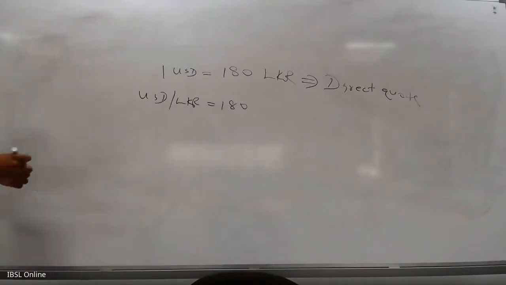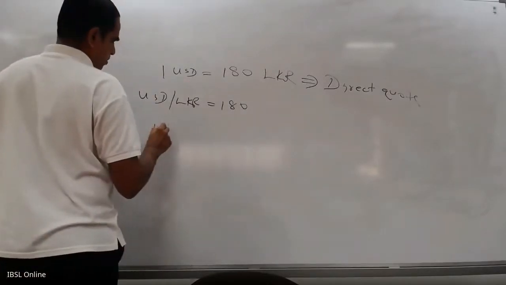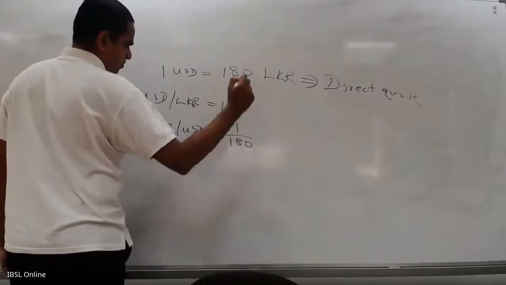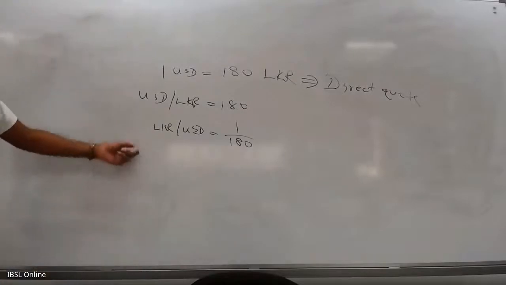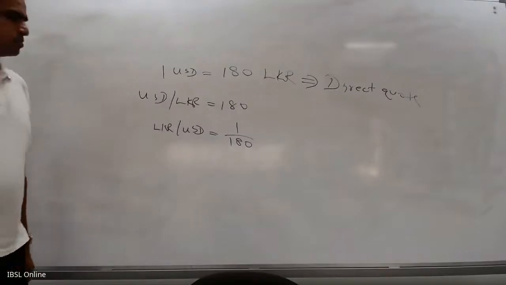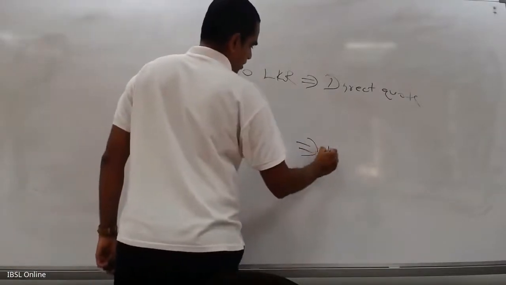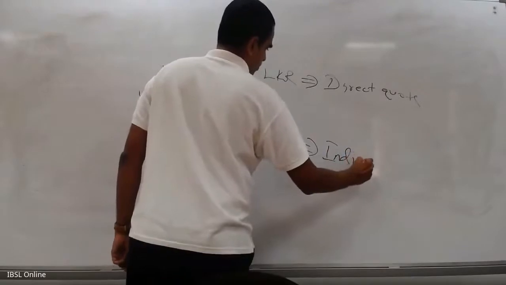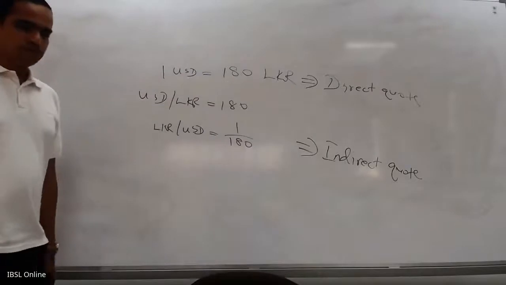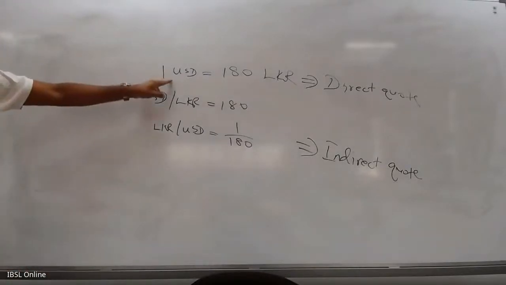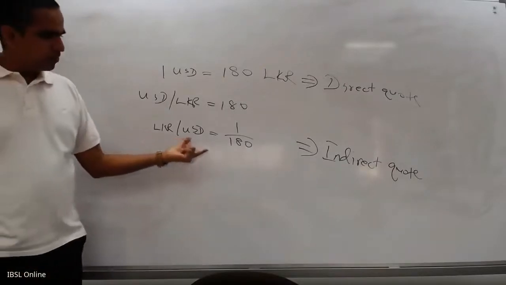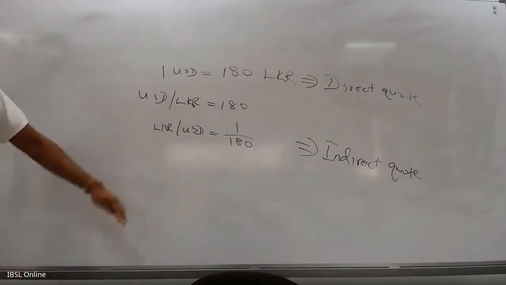If we had quoted the inverse, the rupee against the dollar, which is 1 over 180, then we are quoting one local currency in terms of foreign currency. This is called an indirect quote. If you quote one foreign currency in terms of local, it is a direct quote. One local in terms of foreign is called an indirect quote. So direct quote and indirect quote.